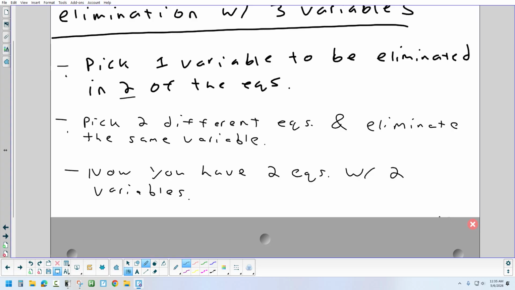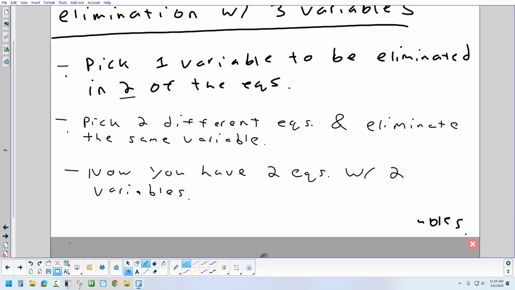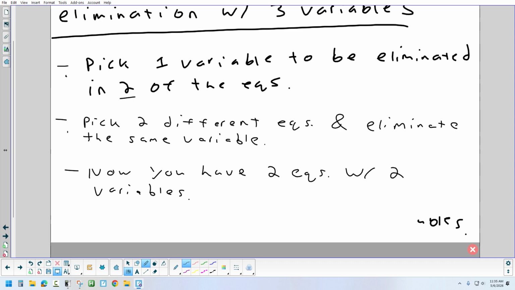And once it's down to two equations with two variables, you can solve that any way you want. Use substitution or elimination. I think elimination is probably going to be the better method most of the time. So now finish solving. When you solve, remember three variables, you've got to write three answers. So x, y, and z. Or whatever letters they use, but x, y, and z are pretty common.